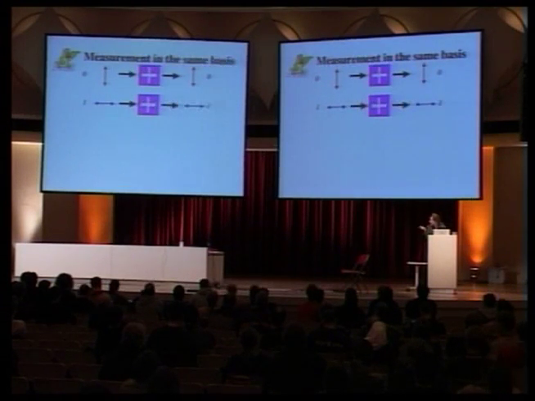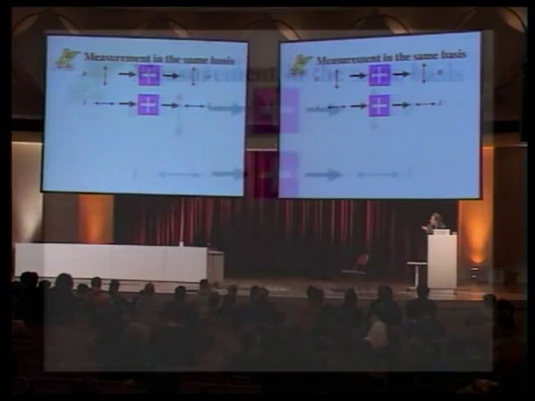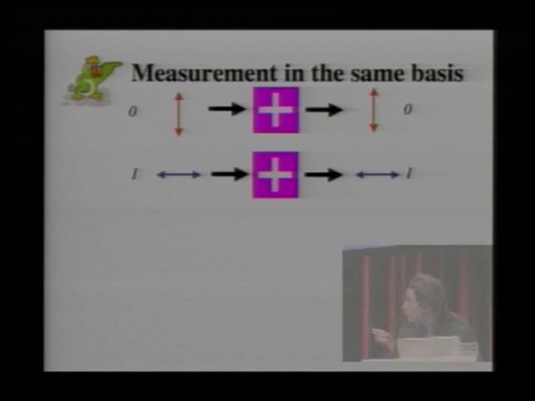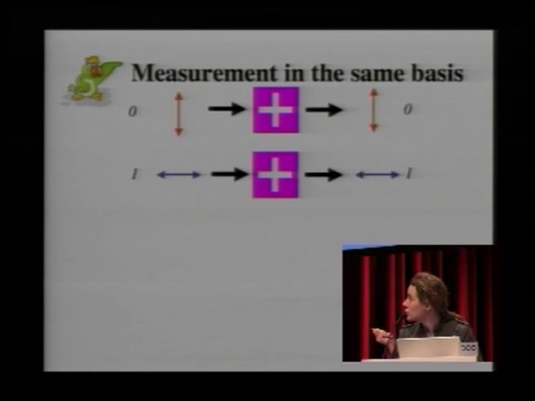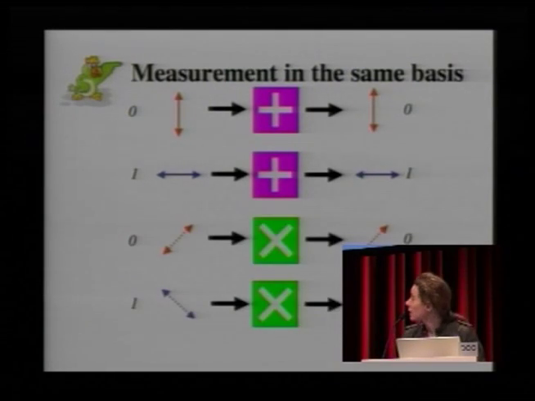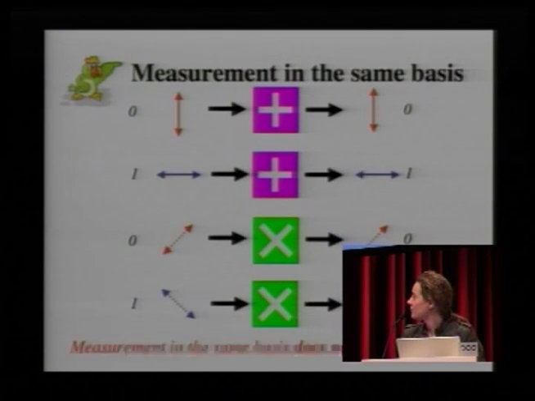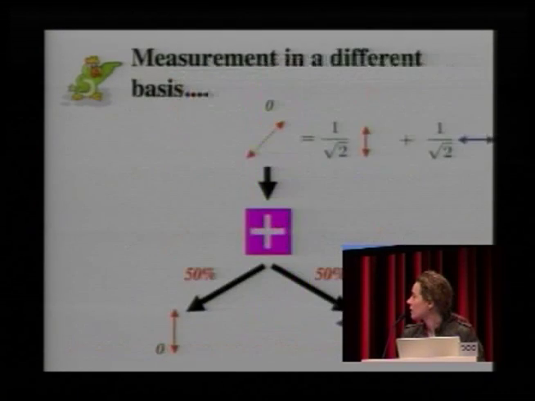Now, there's really only one important thing to remember for now: if I measure in the same basis, say I have a qubit prepared in a 0 state, and I measure it in the same basis that I prepared it in, then nothing happens. It'll just remain unchanged. And likewise for any other basis that I might choose.